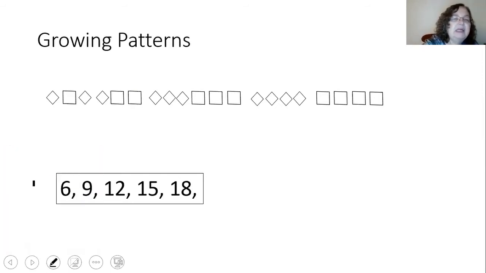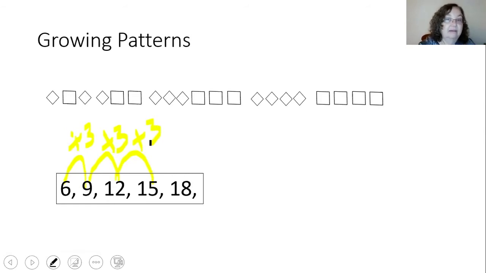So between 6 and 9, how much did they grow? They grew by adding 3. How about between 9 and 12? They were adding 3 again. How about 12 and 15? Adding 3 again. How about to get from 15 to 18?